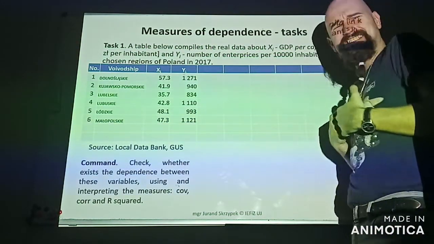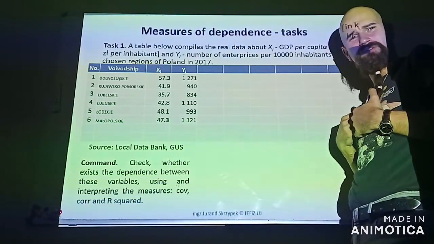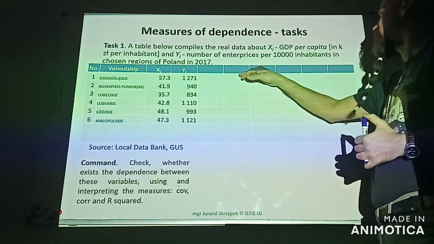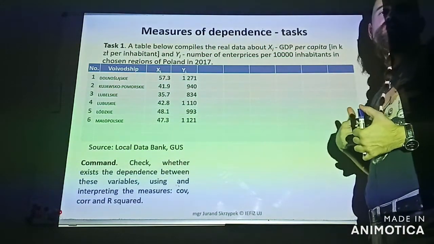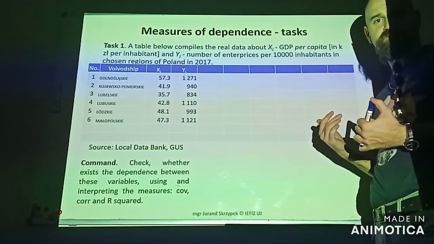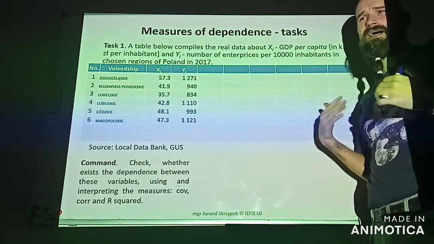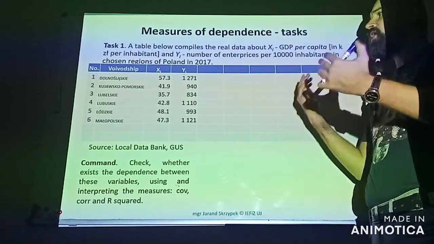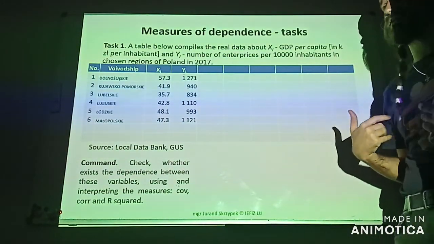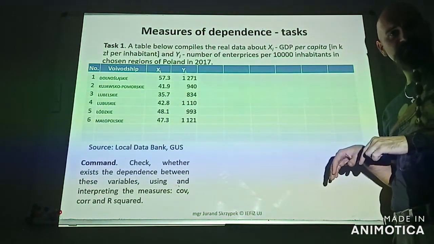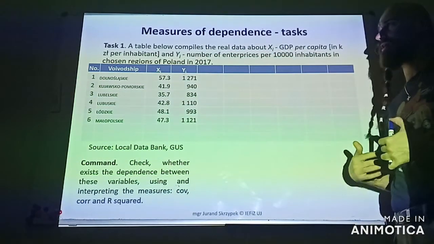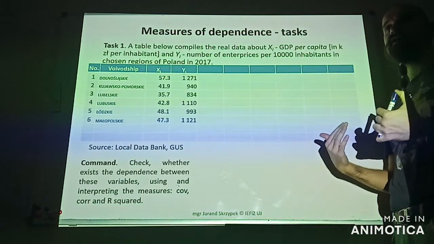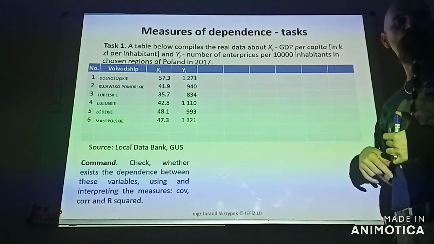In my opinion, there exists a relationship between both variables. Why? Because a high level of GDP per capita means a high level of output, or high production level per inhabitant. Why do we observe a high production level per capita in a particular region? One of the reasons is that there is a high number of firms that perform in a particular region. They manufacture their products, they offer their services, so they raise GDP. So in my opinion, there is a strong positive correlation between both variables.